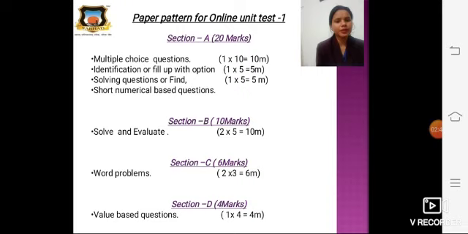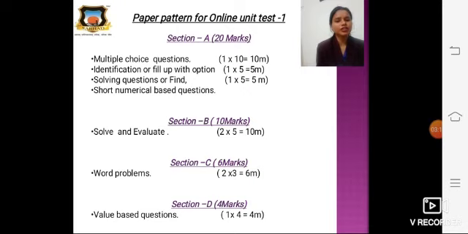In section B, solve and evaluate, same as the first one where you have to solve and evaluate, like difference, sum, product, all this, but here the process will be longer than the previous questions, okay? Each question is for 2 marks, 5 questions will be there, and so section B is about 10 marks.